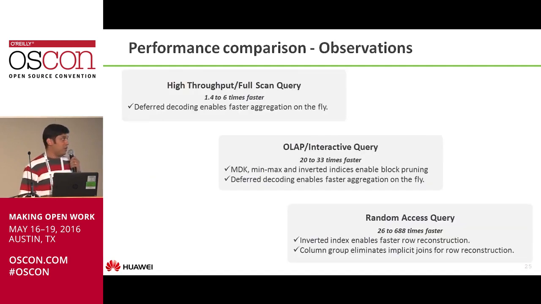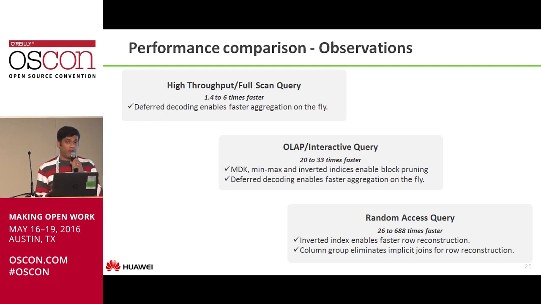The observation from the performance results is that in the case of high throughput full scan queries, most of the performance benefit has come from the deferred decoding feature. Almost all of the columnar data stores use some kind of encoding to reduce the data and achieve better compression and better storage organization. But when you are running a query and the data is being read from the disk element by element, cell by cell, the data has to be decoded on the fly. And the decoded data is much bigger than the encoded data, and all operations are performed on the decoded data.